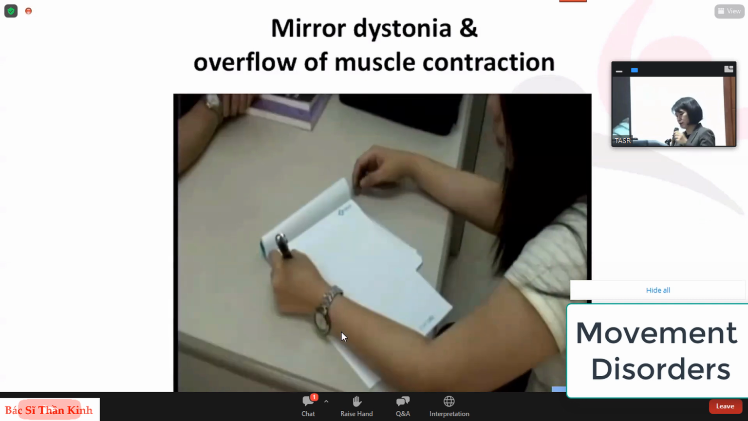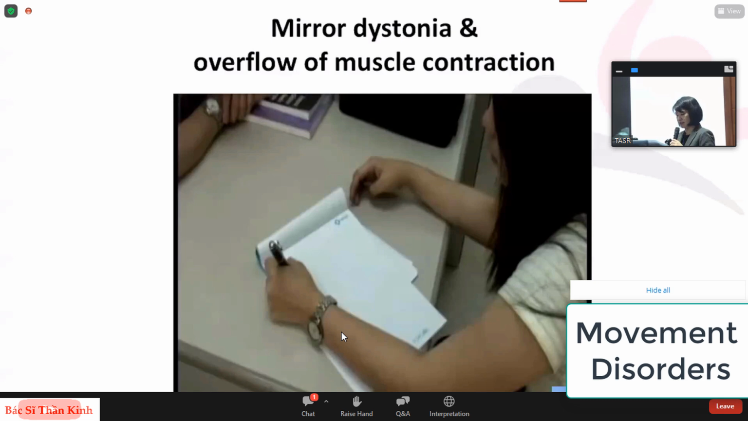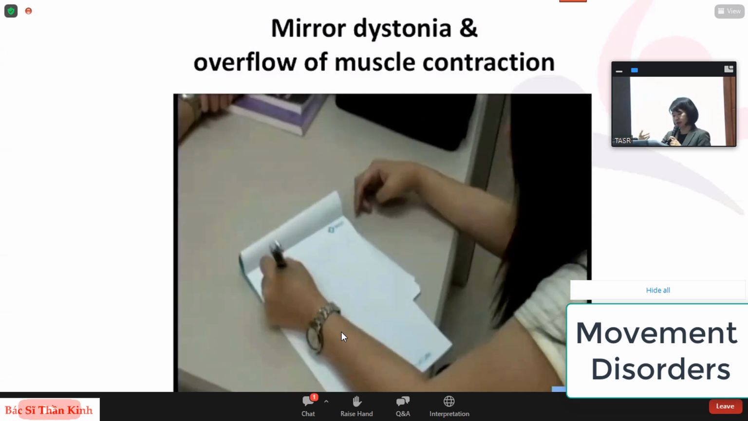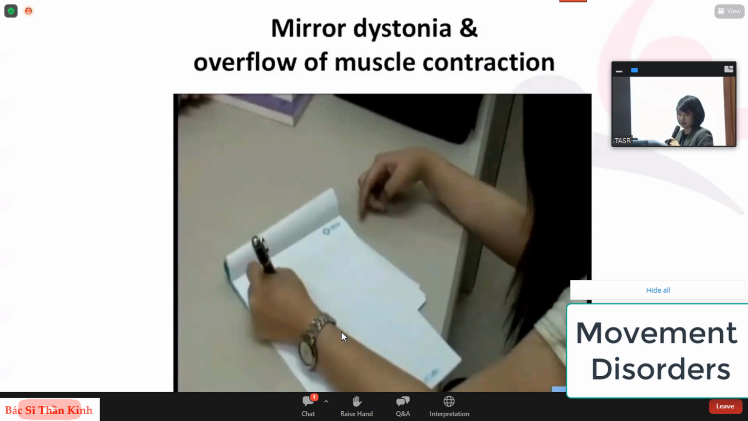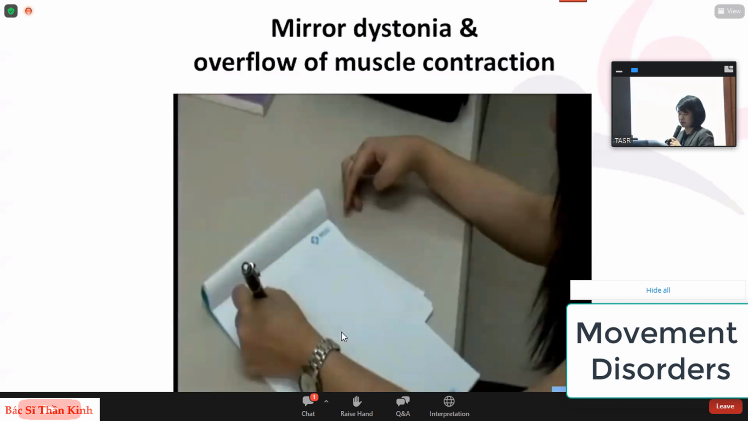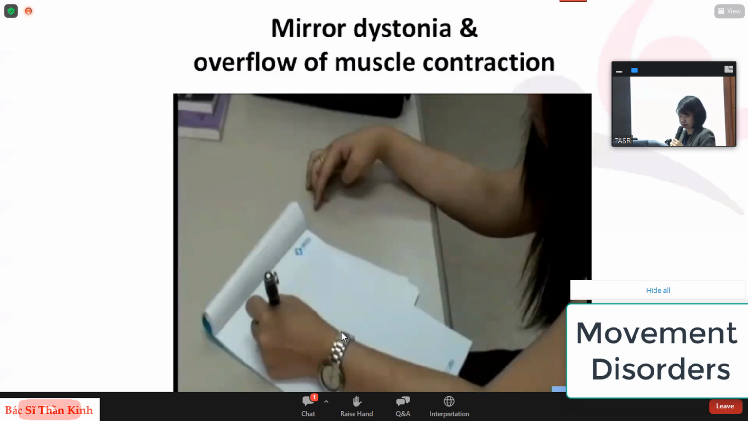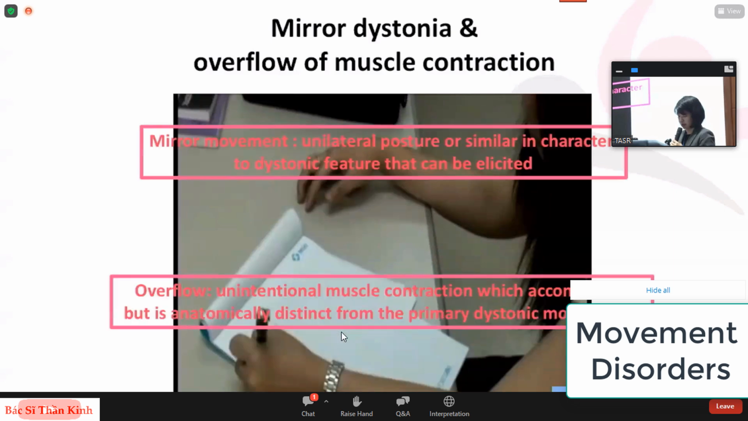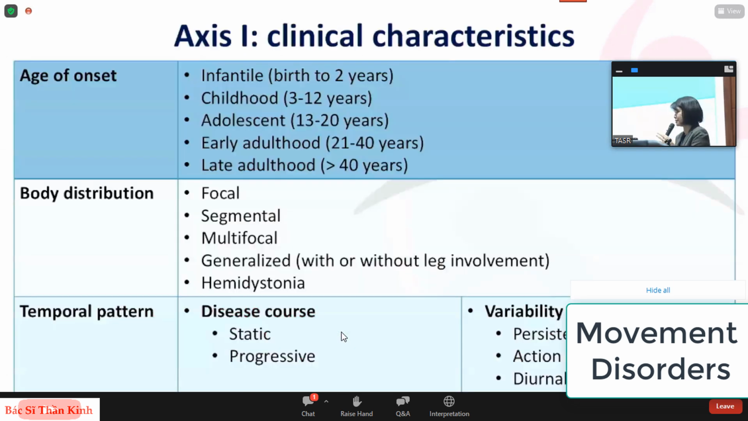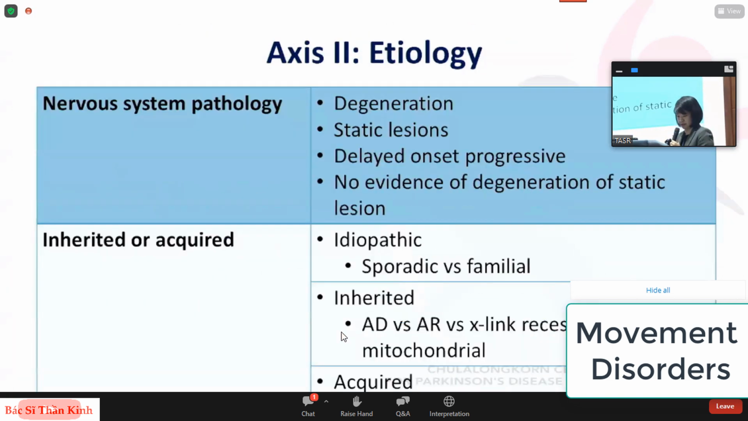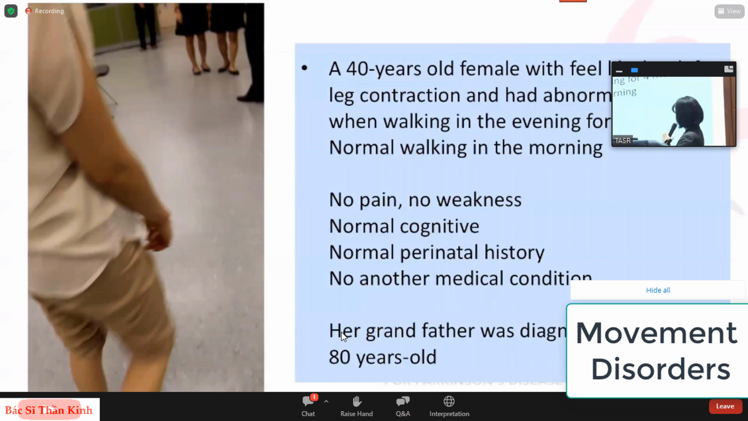And when you ask her to write with the left hand, you notice that the right hand elicits the dystonic posture, which is the mirror dystonia. Okay. Again, for the axis of the dystonia, axis 1 and 2, like I mentioned in the morning. Okay, let's go to the next patient.